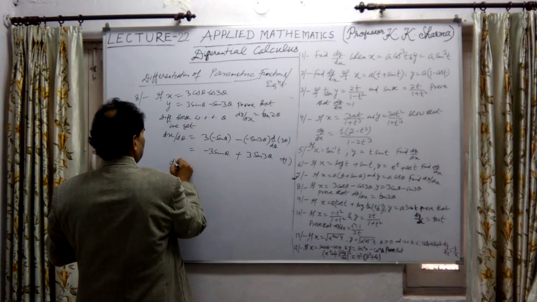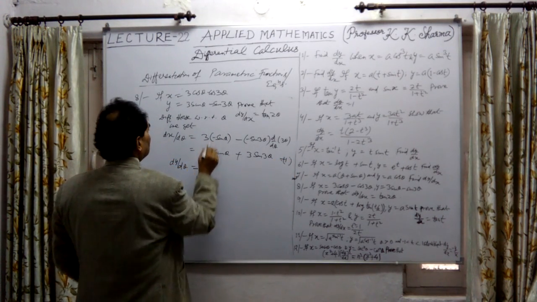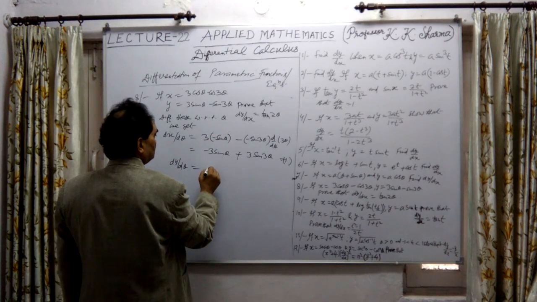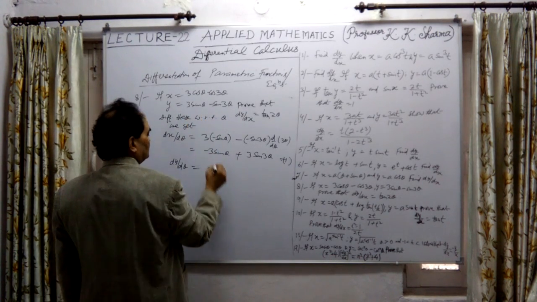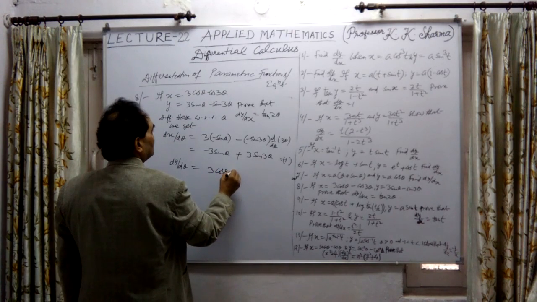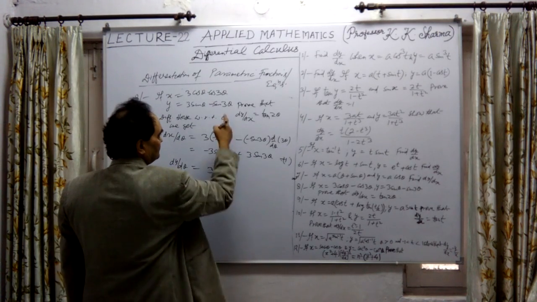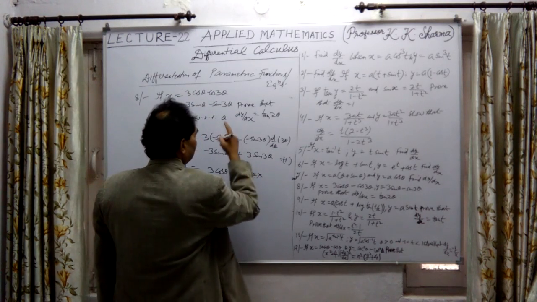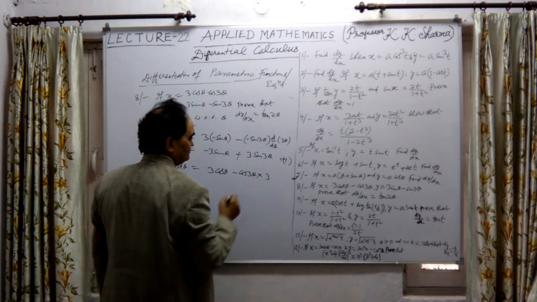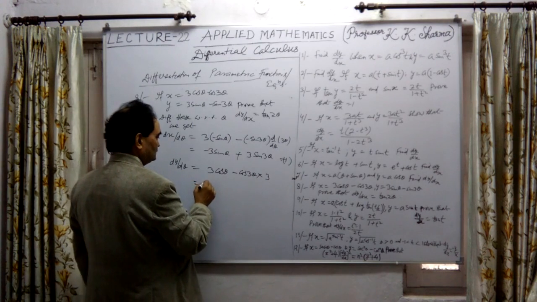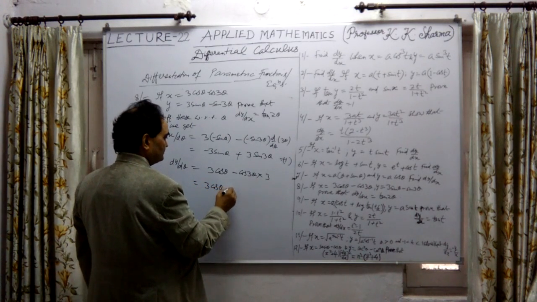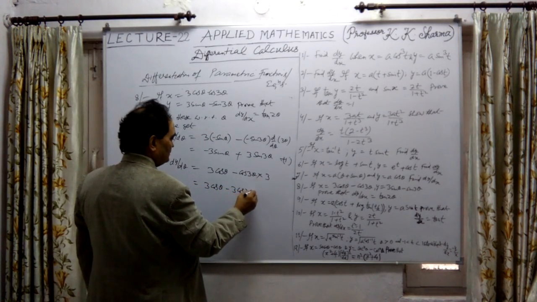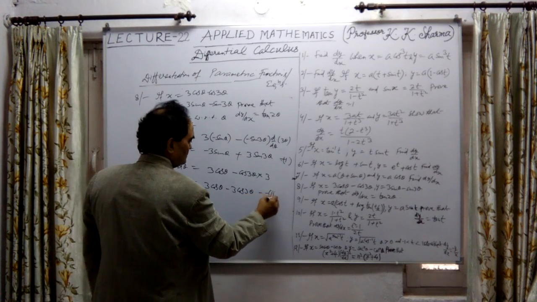And dy/dθ is 3 times the differential of sin θ, which is cos θ. Again, similarly, the differential of sin 3θ is cos 3θ, and the differentiation of 3θ is 3. So this is 3 cos θ minus 3 cos 3θ. This is the second.